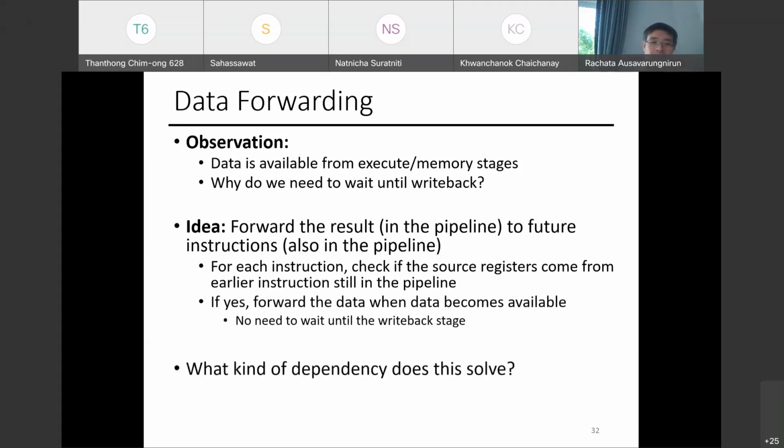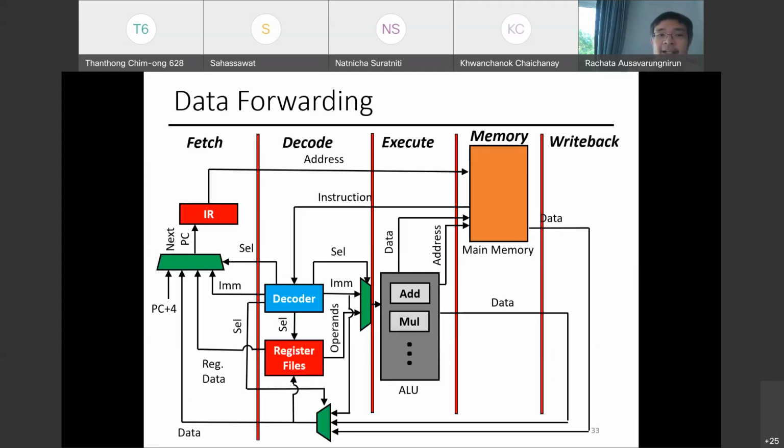So this is going to solve read after write dependency, right? It's going to solve read after write dependency because it will make you stall a lot less. You can stall a lot less, right? Data forwarding is basically something like this.